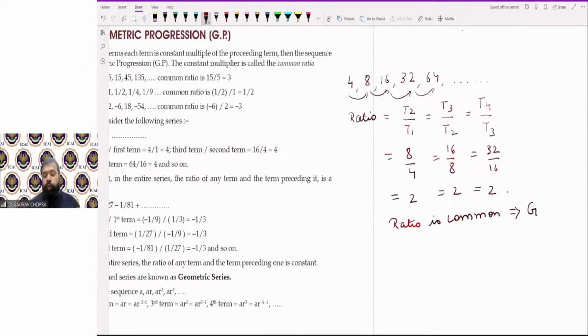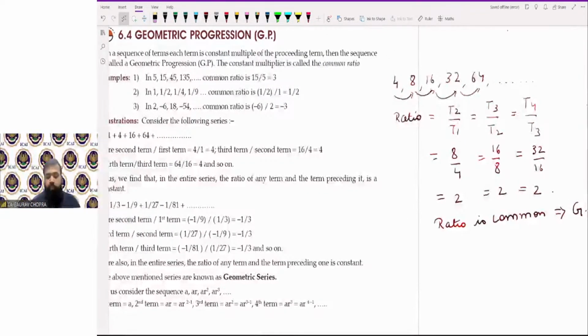तो हम उसको क्या बोलेंगे? जीपी. तो सिर्फ इतना सा मेन कॉन्सेप्ट है जीपी के लिए कि सीरीज जीपी है या नहीं, तो कैसे पता लगेगा? तो सिर्फ आपको ratios निकाल के चेक करना है. If the ratios are common, then it is a GP. If ratios are not common, then it is not a GP. Okay, so this is the very simple concept.